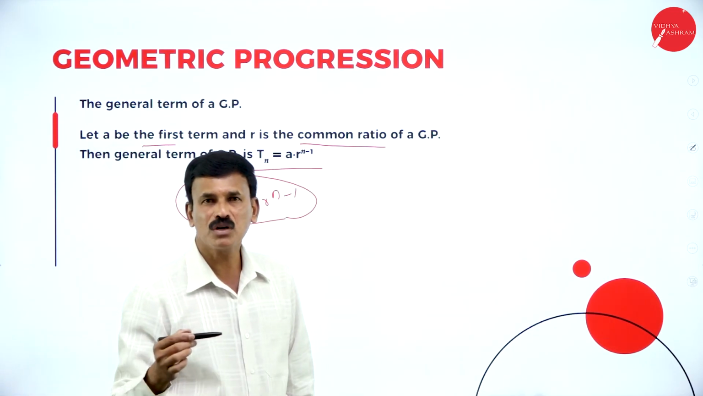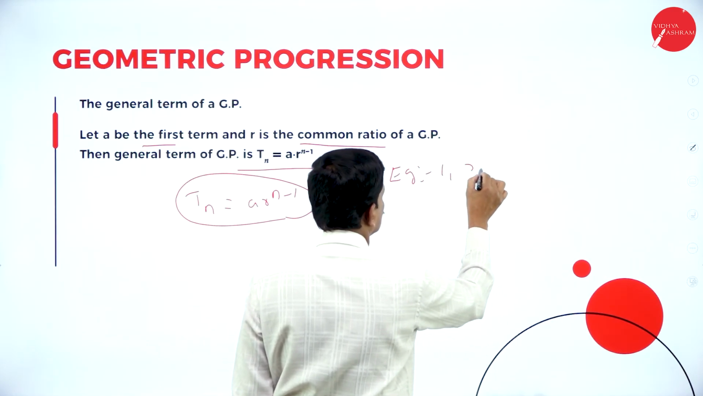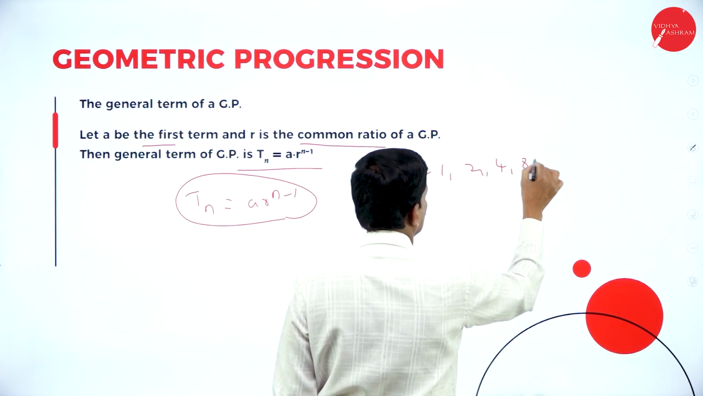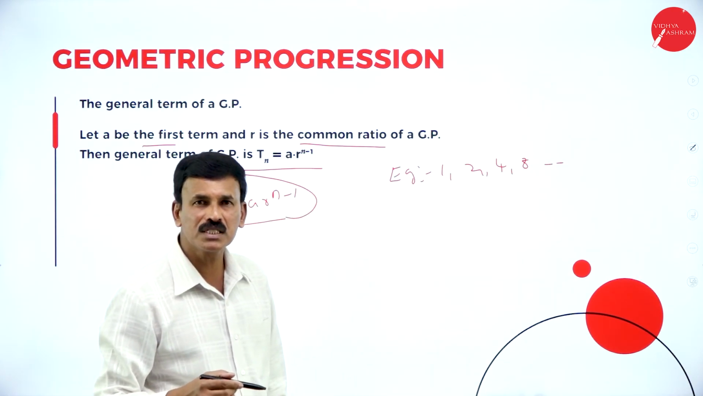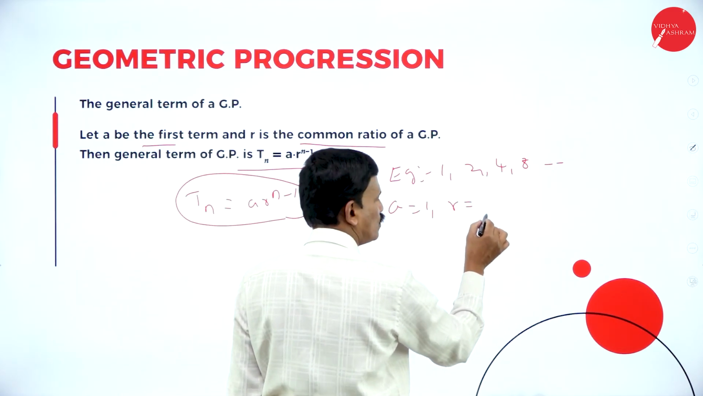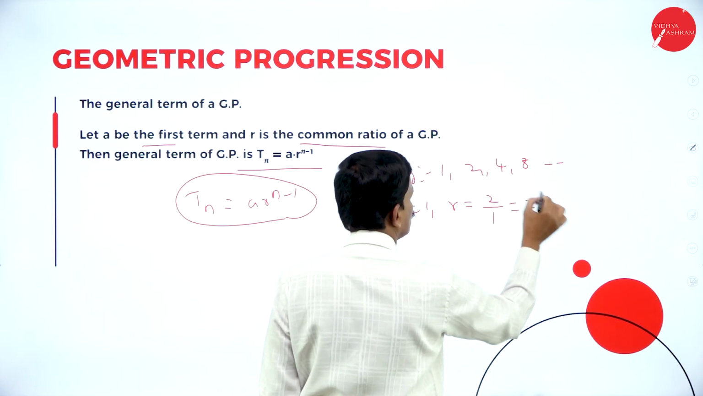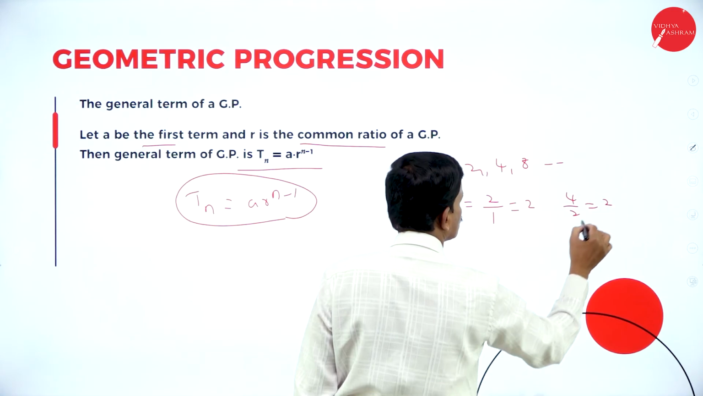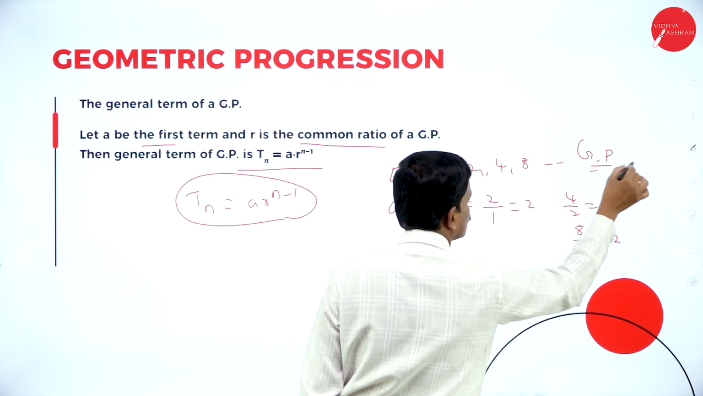Let us take a small example. 1, 2, 4, 8, etc. Now this is a geometric progression. Verify whether this is a GP or not. Here what is the first term? A is the first term and the common ratio R is equal to second term by first one. So 2 by 1 is 2. Similarly 4 divided by 2 is also 2. 8 divided by 4 is also 2. So this is a geometrical progression.